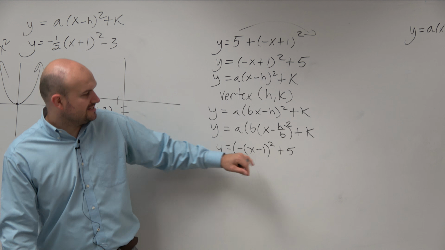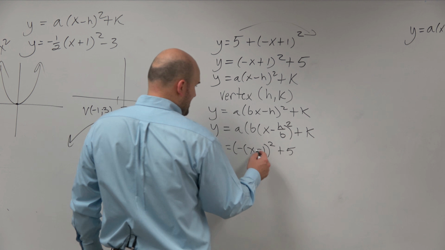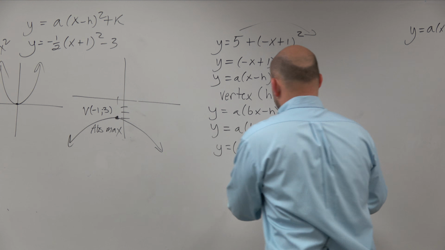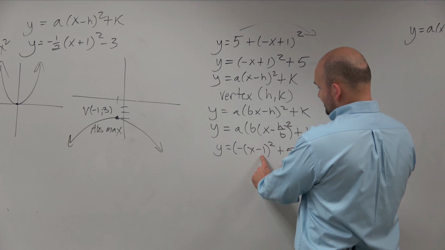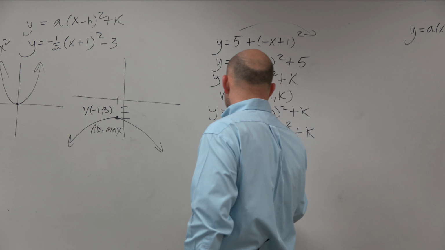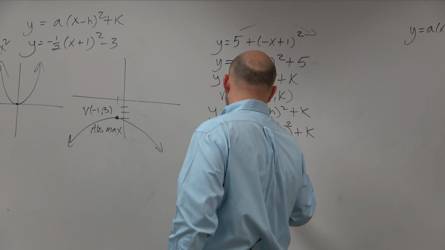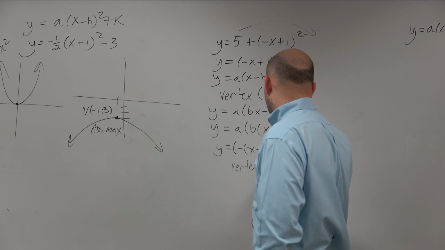So now I can see that my vertex is just my h and my k. Right? Once I factored out my b, I just kind of have my new points. So my vertex is now 1, 5.